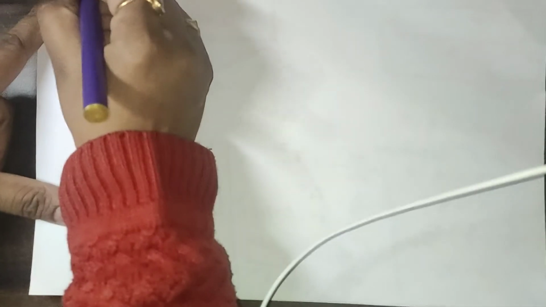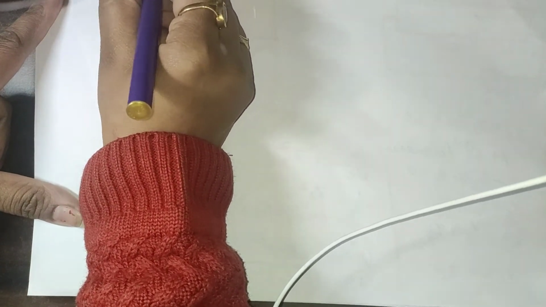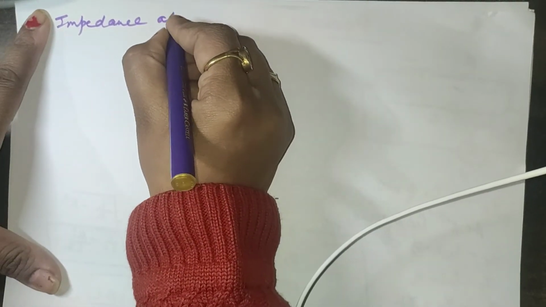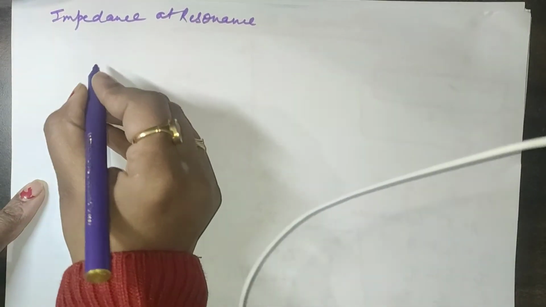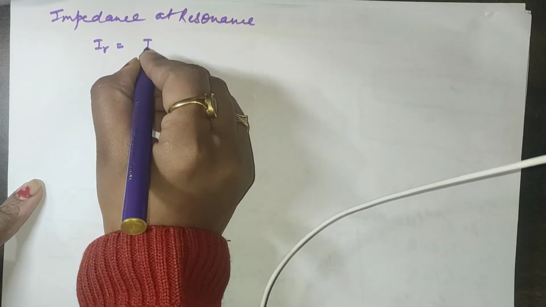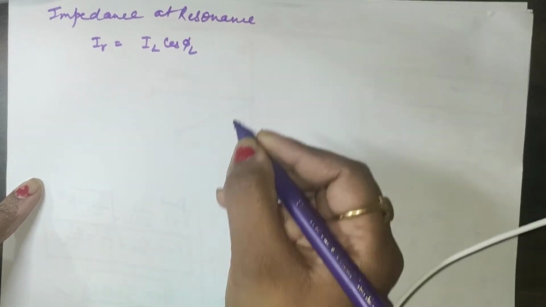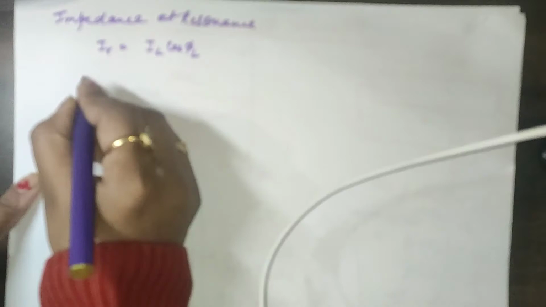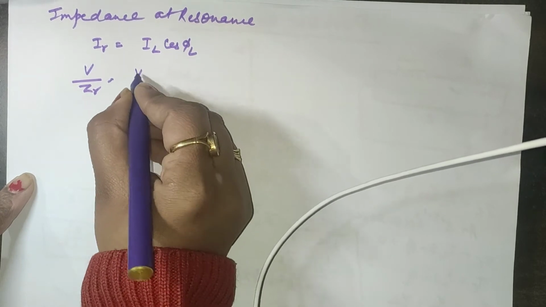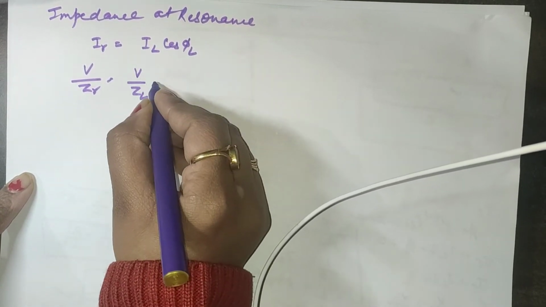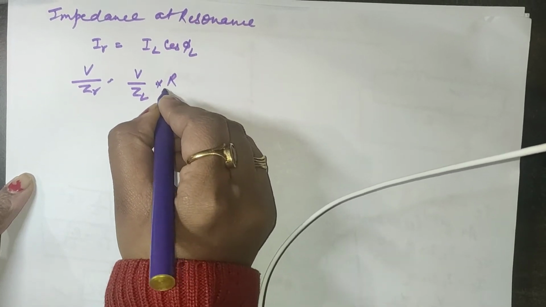Resonant frequency is in hertz. Now, what will be the impedance at resonance? IR will be the horizontal component of IL, so V upon ZR equals V upon ZL times cos phi, where cos phi will be R upon ZL.